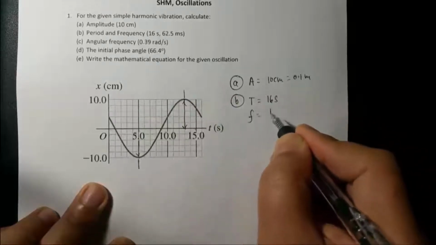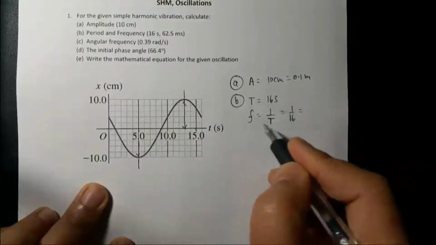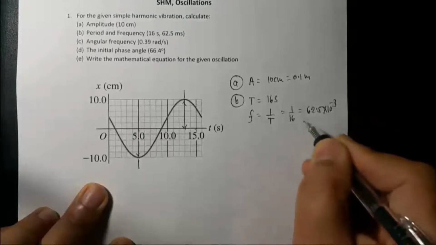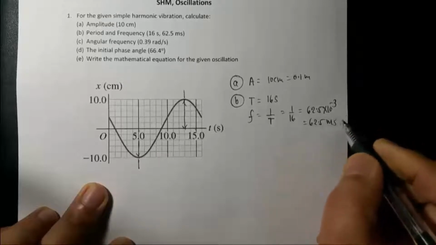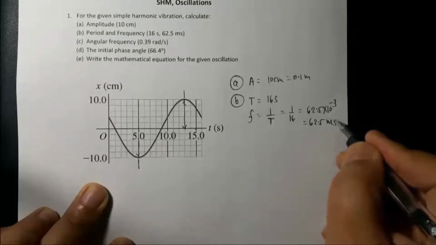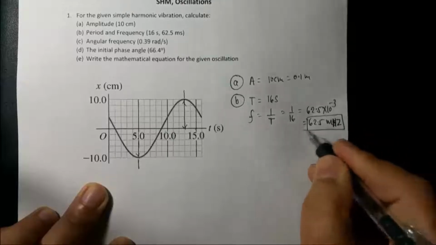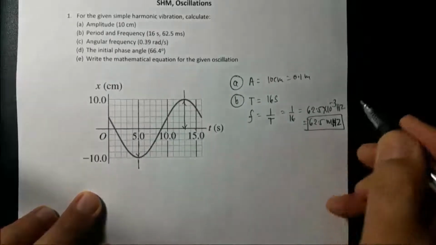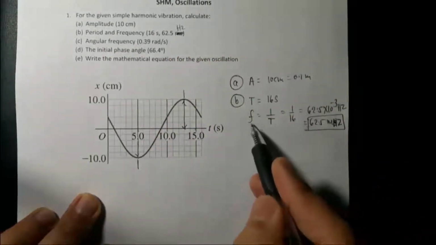And frequency is just the inverse of T. So 1/16, but the time period must be in seconds when you calculate this. So it is 62.5 times 10 to the power of -3, so this is 62.5 millihertz. That's the frequency, just 1 over T. Hertz is the unit for frequency.